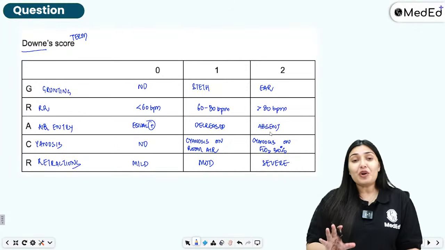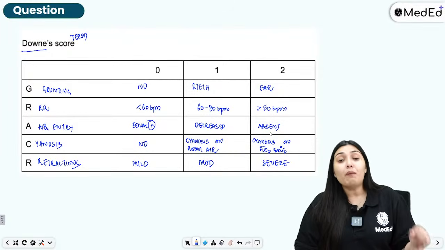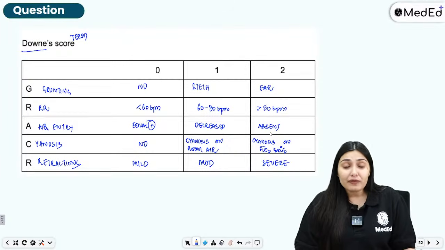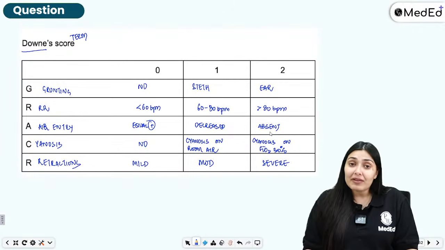So till now they have not asked about the scoring, but they have definitely asked about the components of the Downey score. So if not anything else, just remember this mnemonic GRACE: grunting, respiratory rate, air entry, cyanosis and retractions.